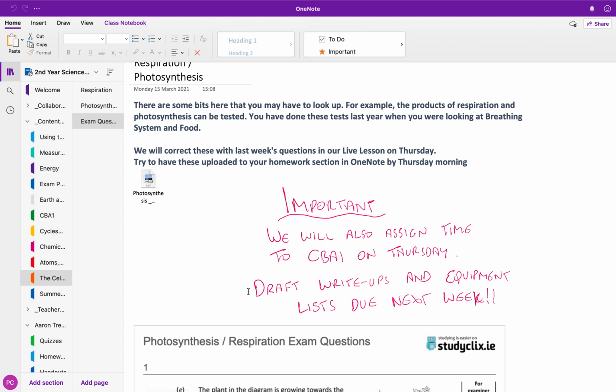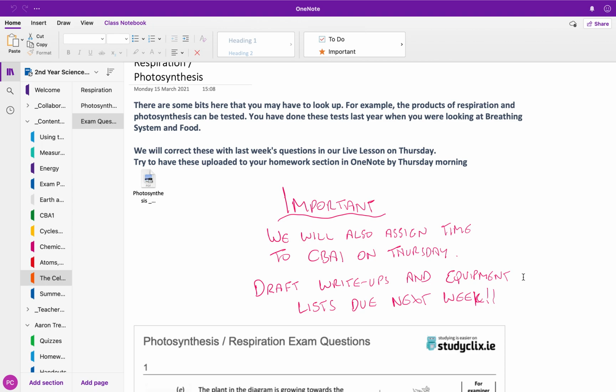What I would like by the end of next week is your draft write-up, so I can check them over the Easter holidays, and an equipment list so I can make sure that I have all the stuff that you need. There's no point coming into me the first day, say I need sodium thiosulfate, and I say, well, I haven't got any sodium thiosulfate.